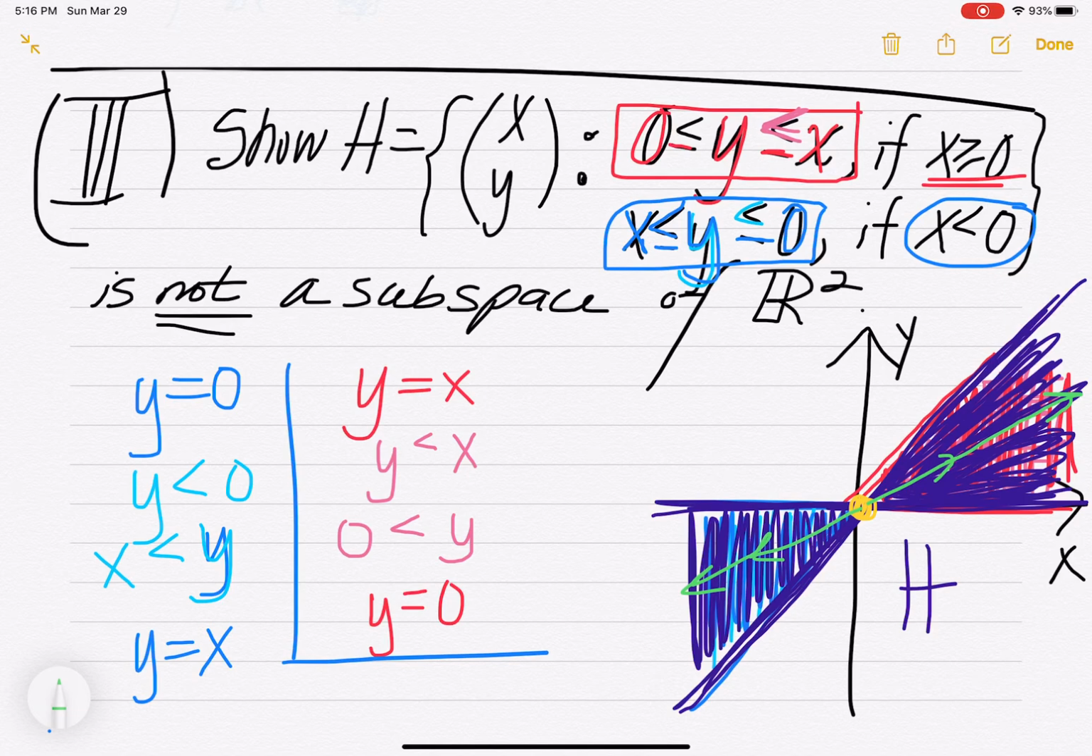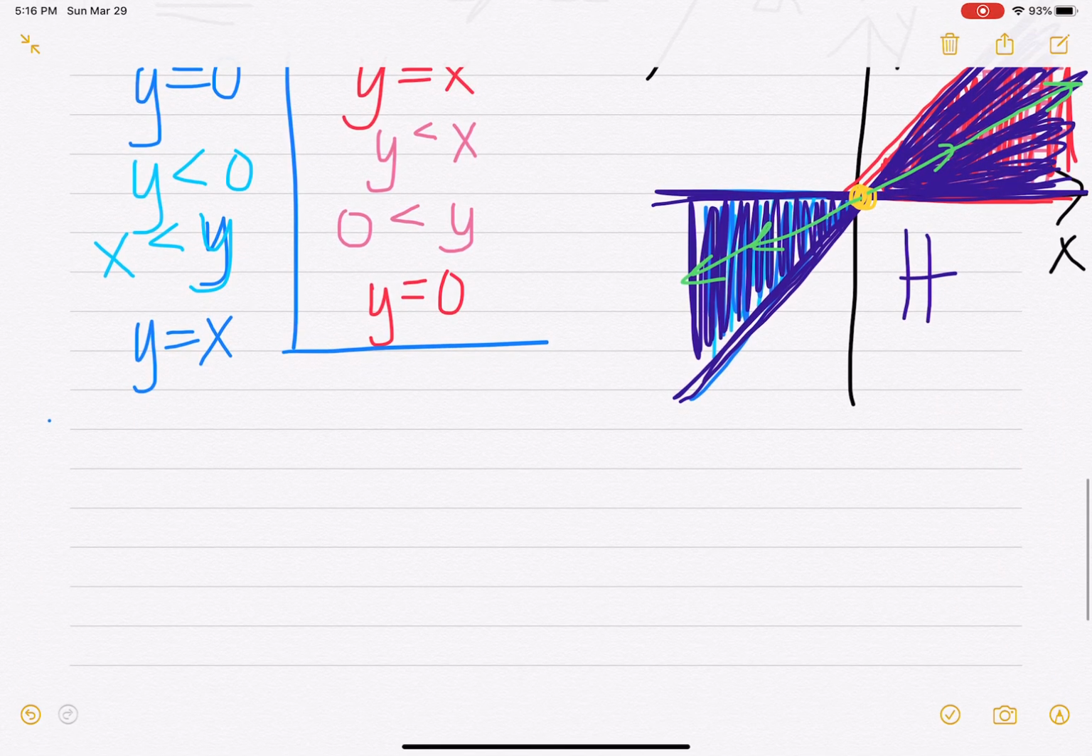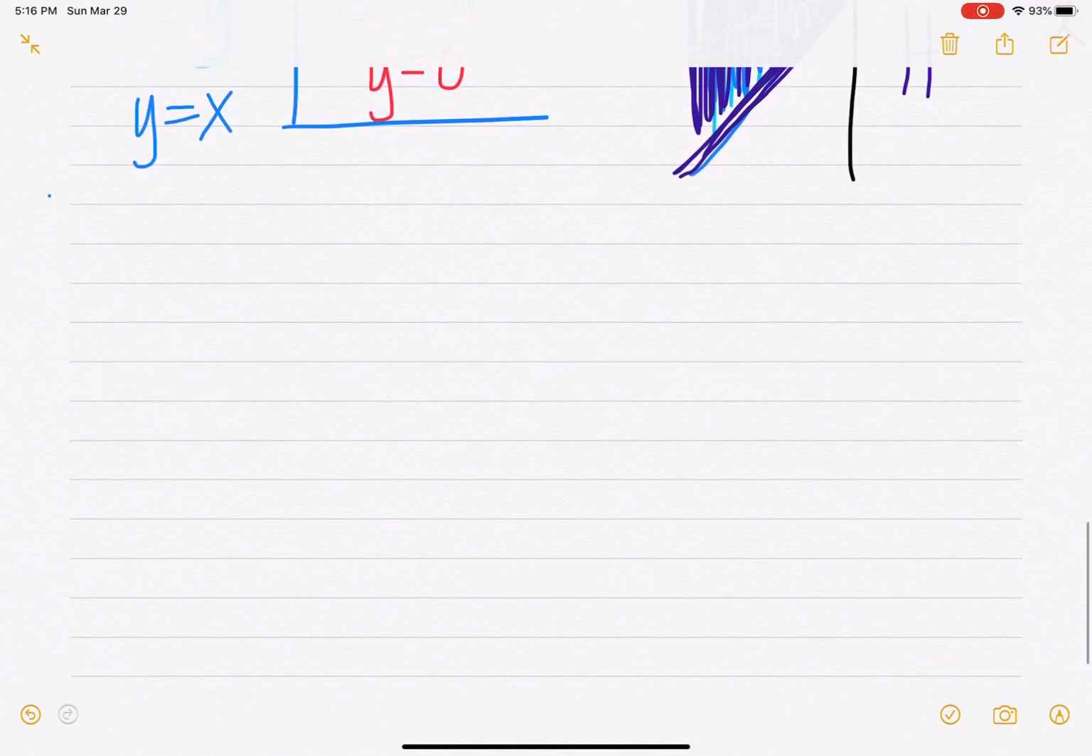Well, can I come up with two vectors that fail? I think I can. Two vectors I add together that don't end up in H.